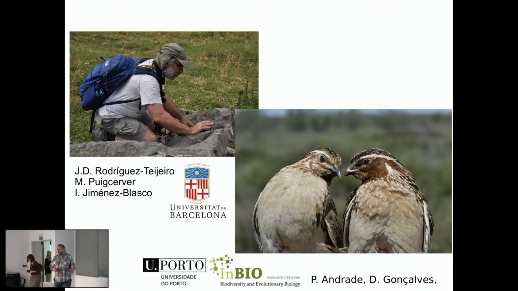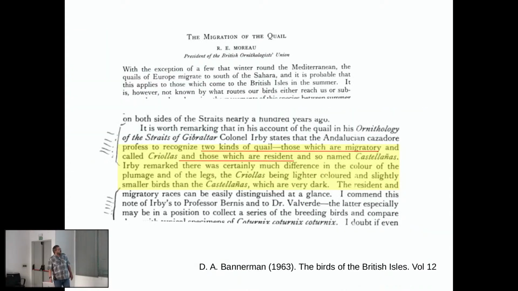However, we very recently came to realize that Domingo had not been the first person to suggest that there was something going on with the quails. In fact, some time ago, we found this, from an article published in 1963. And look at what it says. It is worth remarking that in his accounts of the quail in his Ornithology of the Straits of Gibraltar, Colonel Irby states that the Andalusian cazadore professed to recognize two kinds of quails, those which are migratory and called criollas, and those which are resident and so named castellanas.